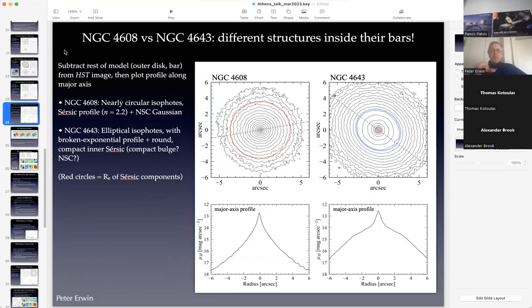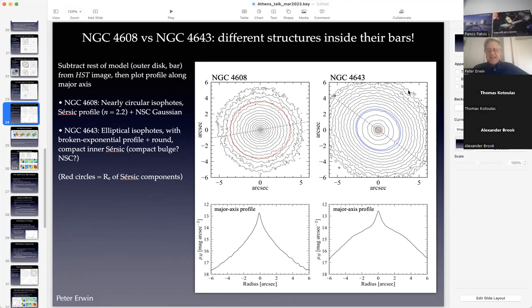So what the upper panels show is the isophotes of the data if you subtract off all the large scale stuff, you subtract off the disk, you subtract off the bar, and you look at what's left. So in 4608, we have this very round region with a Sersic profile with an n of about 2 and then a tiny little nuclear star cluster. The bottom panel just shows the major axis profile along this dashed line.